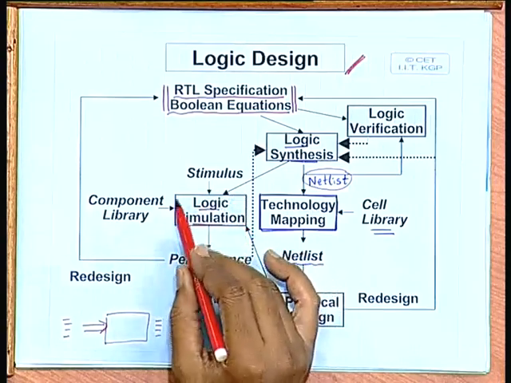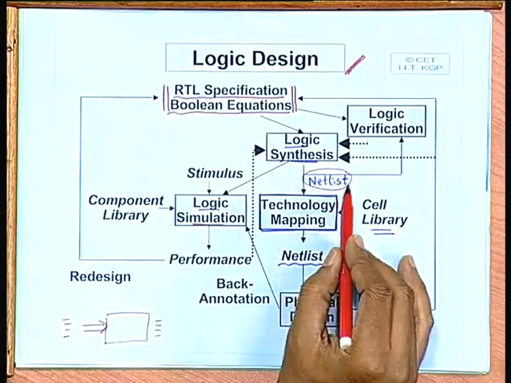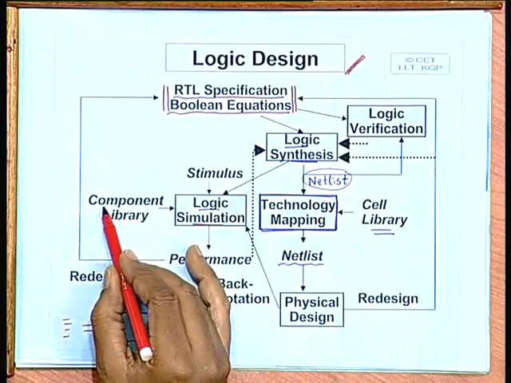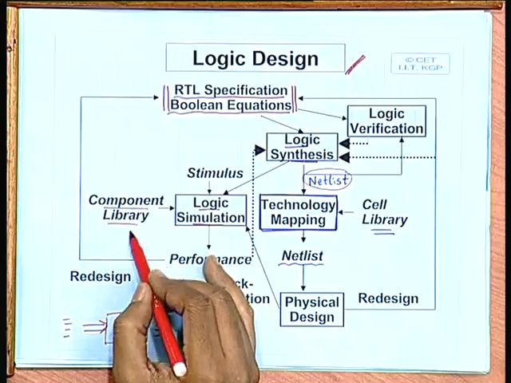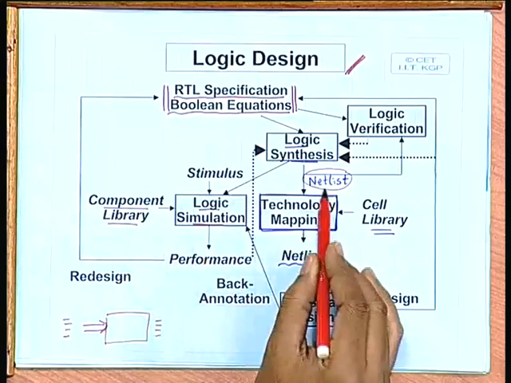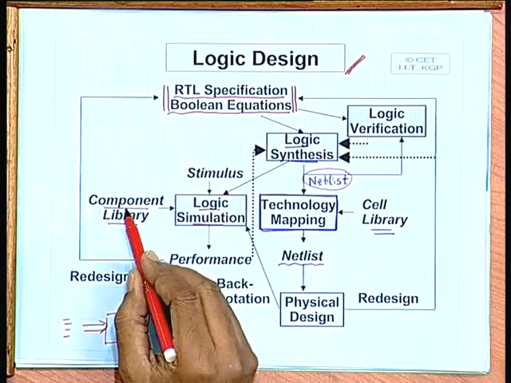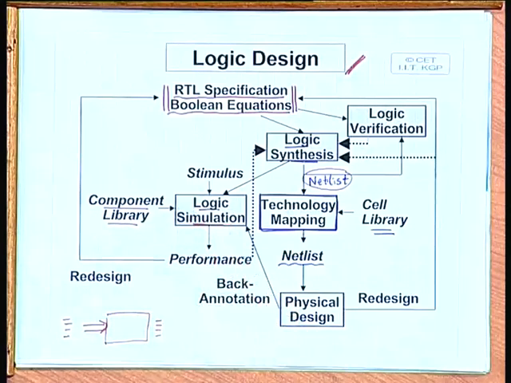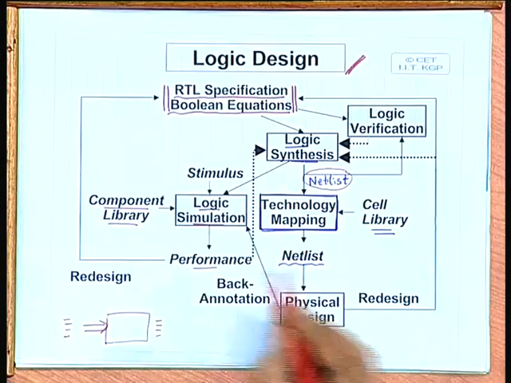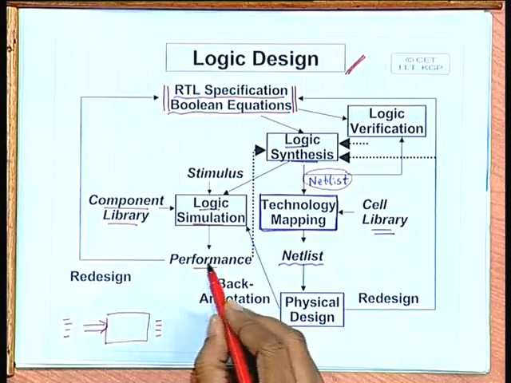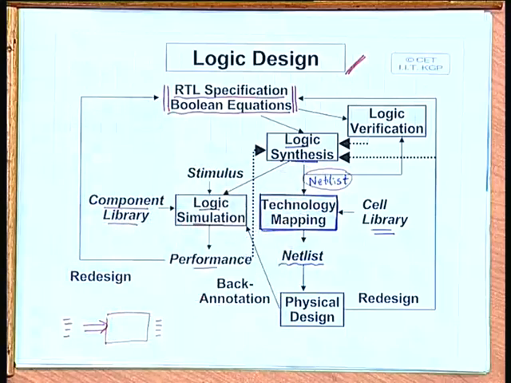When you are doing logic simulation, the behavior of all the cells of this netlist must be known. That is available in another library, called the component library. Here all the basic components that can be there in this netlist are present, as well as their behavior, which helps in carrying out the logic simulation. After simulation we get the performance, and if we see that the performance is not according to our requirement, we again do redesign, go back and change the specs.